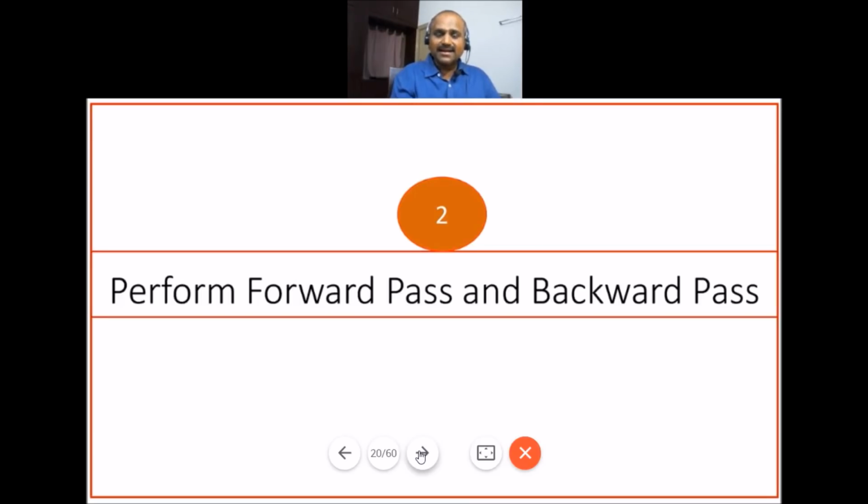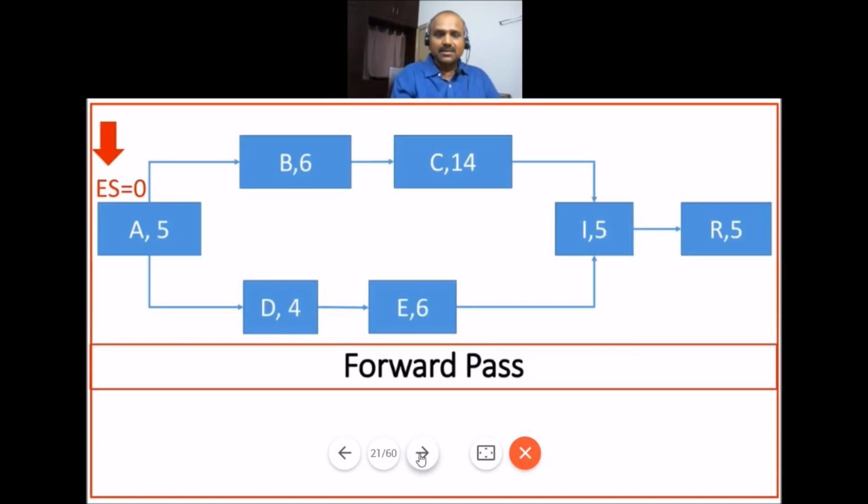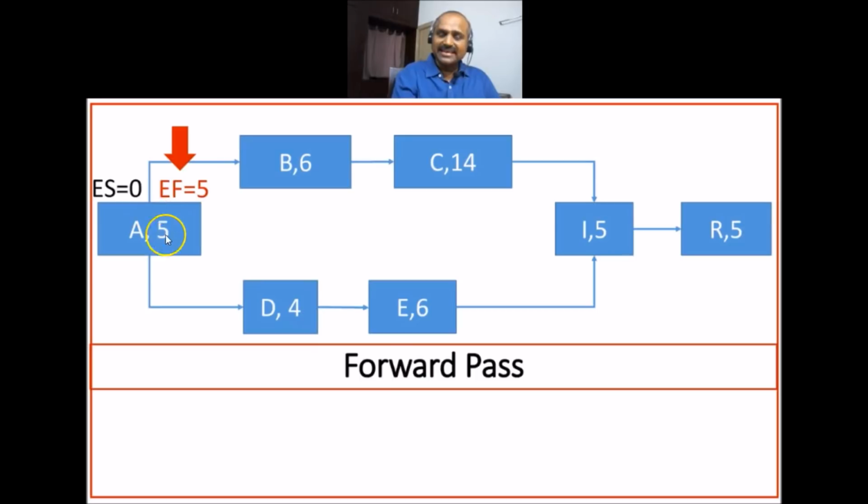Now let us understand how to perform forward pass and backward pass. In forward pass, you start from the left and you go towards the end. Here if you see activity A, let us assume that we start at the end of the 0th day. You complete this particular activity at the end of the 5th day. So 0 plus 5, early start plus duration, gives you the earliest finish. This is what we have understood in our earlier example. So this activity has early start of 0 and early finish of 5 days.